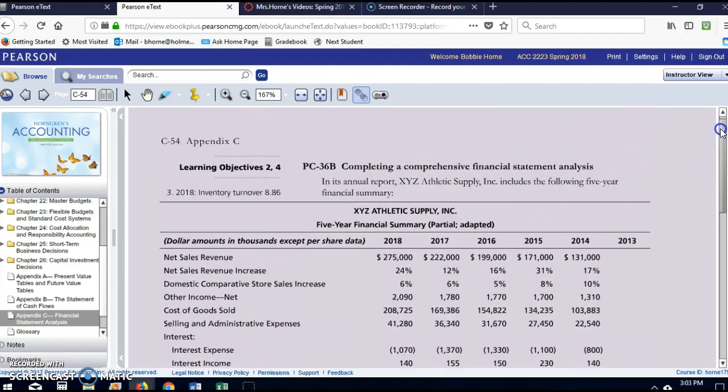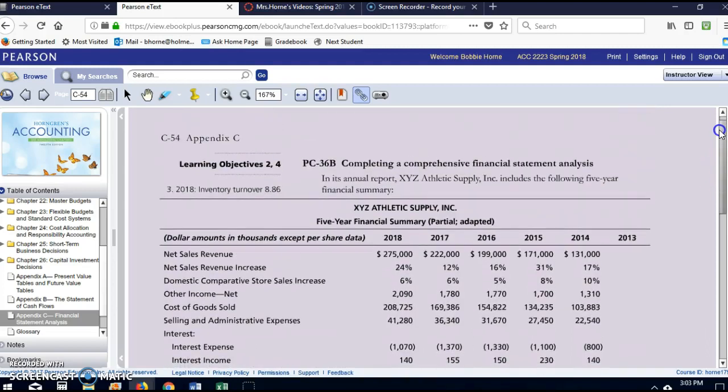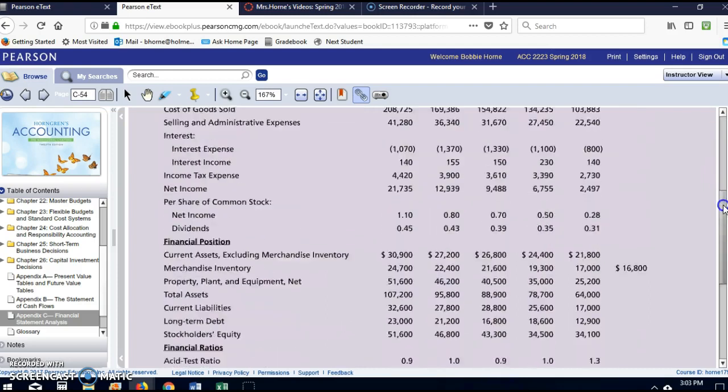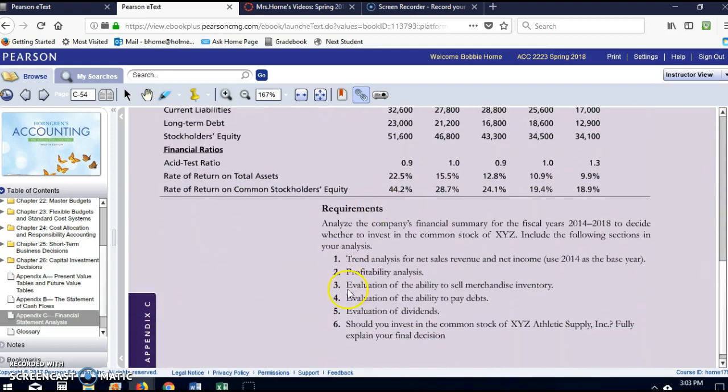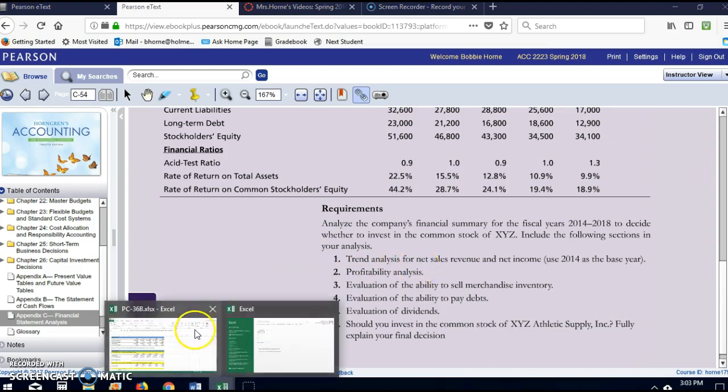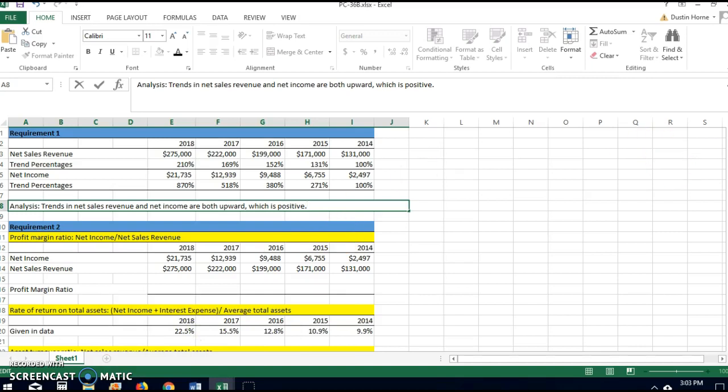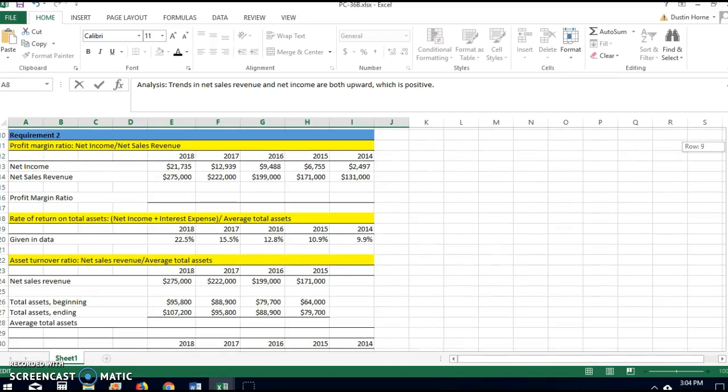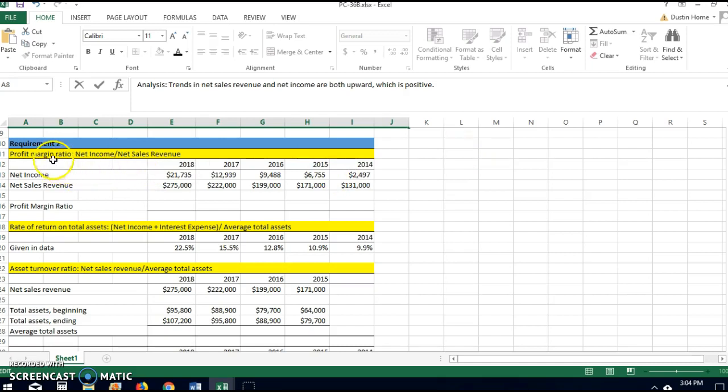Okay, this is the second video for the comprehensive problem of 36B. We will be working number 2, which is the profitability analysis. There are several factors that we look at for requirement 2 in the profitability analysis. The first one that we look at is what we call the profit margin ratio. What this is, we look at the net income compared to the net sales revenue. So this is what we want as a percentage.